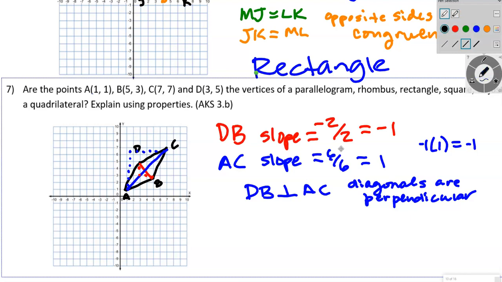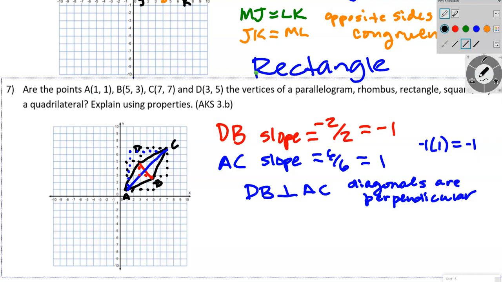So let's count. We're going to go up here 1, 2, 3, 4, and over 1, 2. And right here, we're going up 1, 2, and over 1, 2, 3, 4. So we verified that those are 4 and 2. And this one is 1, 2, 3, 4, 1, 2. Okay, so all of them were 4 and 2, right?